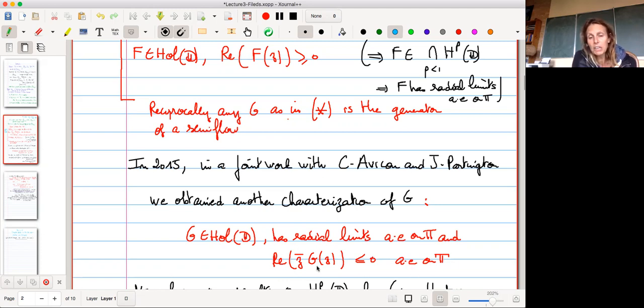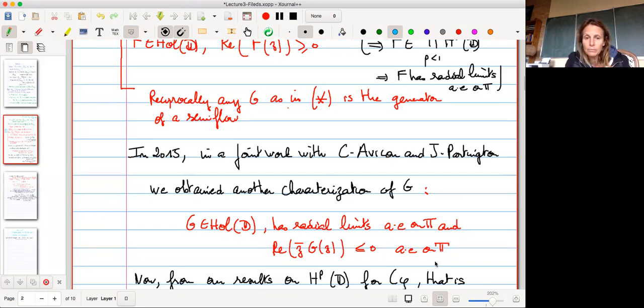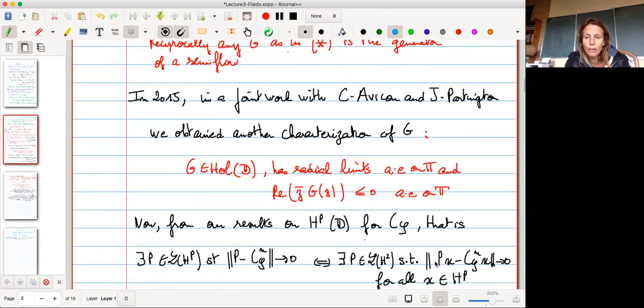And here I consider the radial limits. That's in this sense that I write this, because obviously G is not defined on the closed unit disk in general, but at least it has radial limits. And so another characterization, avoiding the Denjoy-Wolff point and the f and so on, is that the real part of z-bar G(z) is non-positive almost everywhere on the unit circle. Okay.